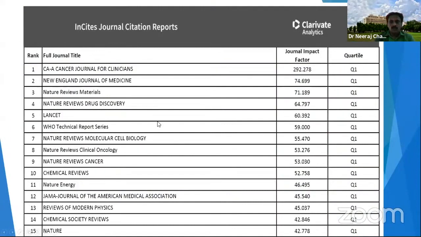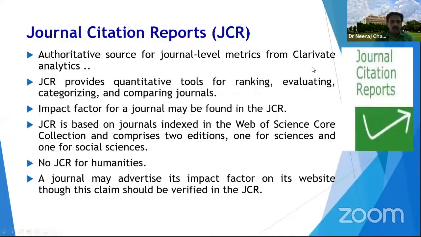So this is an example of the JCR, Journal Citation Report, which you can get from different sources. If you don't have a subscription, you can get last year's JCR from different sources. But if you want to access the current JCR, or Journal Citation Report, you should have access to that JCR.